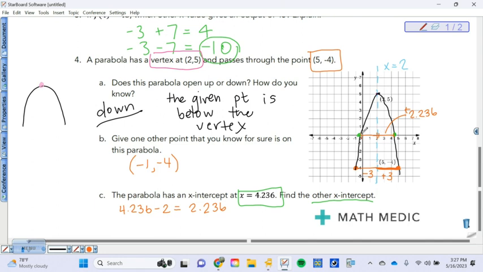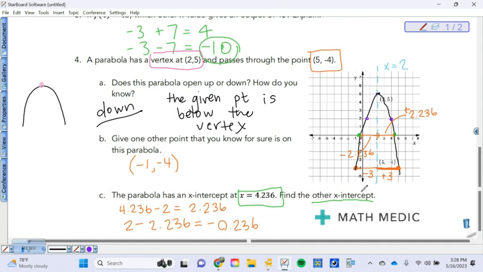So what do I need to do to get to this other x-intercept? 2 minus this, right? No, it is negative. It's 2 minus 2.236, which would give us what? Yeah, negative 0.236.